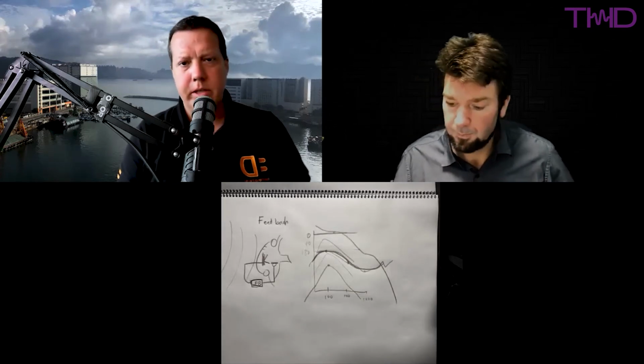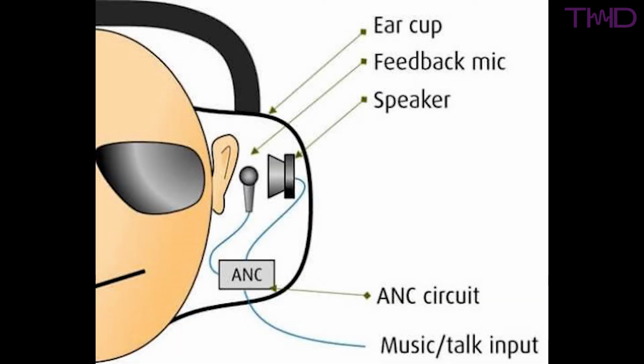Just in summary, feedback has the mic pickup within the ear cup or next to the ear canal, and it runs through a filter to give you the opposite phase frequencies needed to reduce that unwanted noise. I'll quickly cover feed forward now, and then we'll come back and contrast what that actually means.